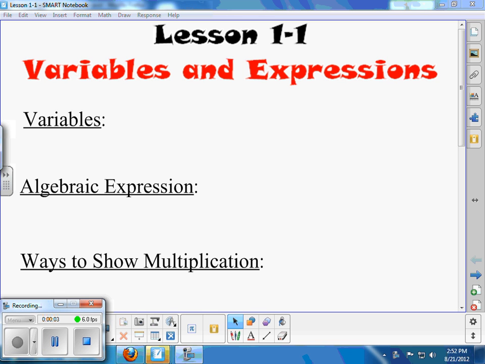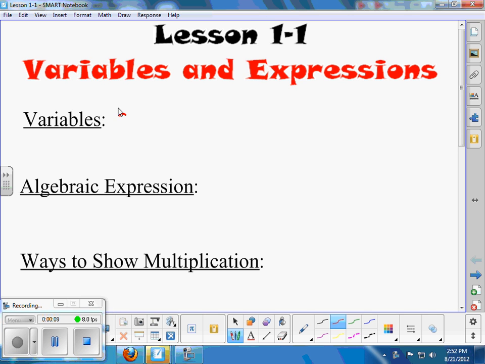Lesson 1-1, Variables and Expressions. A variable is basically any letter of the alphabet. So we can use, like I said, any letter of the alphabet. It's really common for us to use the variable n and x and y. Those are just common variables to use.